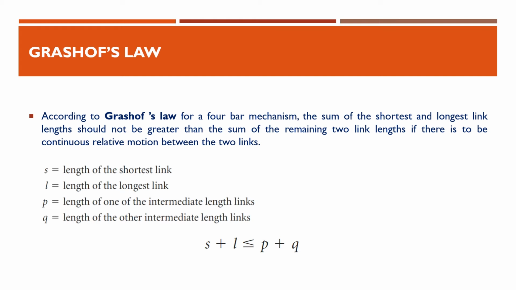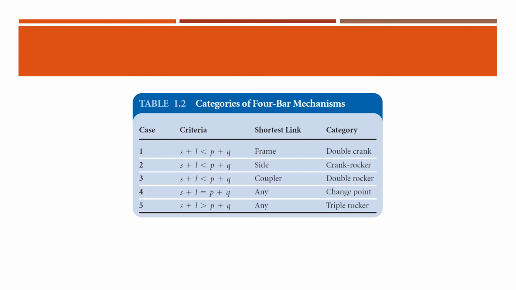This is Grashof law. Grashof law states that the sum of the shortest and longest link should not be greater than the sum of the remaining two links if there is to be continuous relative motion between the two links. That is, S plus L should be less than or equal to P plus Q. Only if this condition is satisfied will there be continuous relative motion between the two links. Okay, so this is the Grashof law.